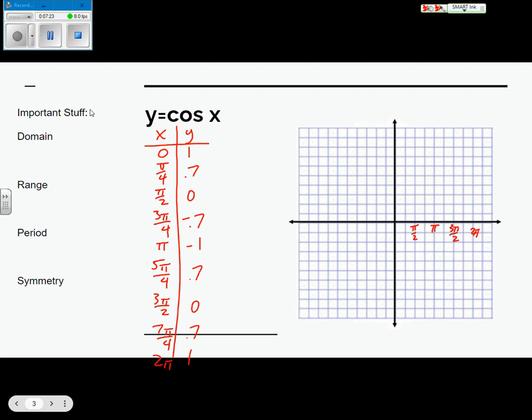Okay. So I'm going to count this as 1, this is negative 1. I'm going to switch colors so you can really see this graph. It's really cool how it works. I'm just plotting all the points that are on my table. And yeah, it kind of makes a little smiley face.